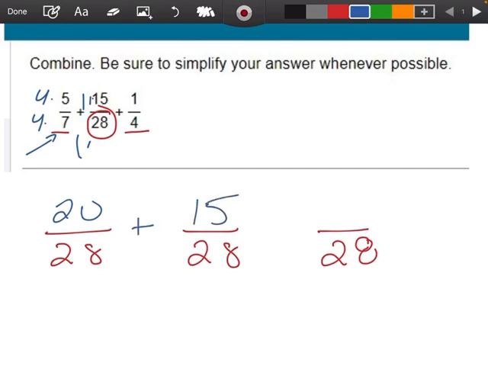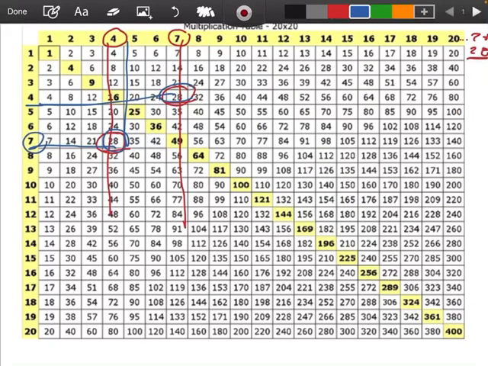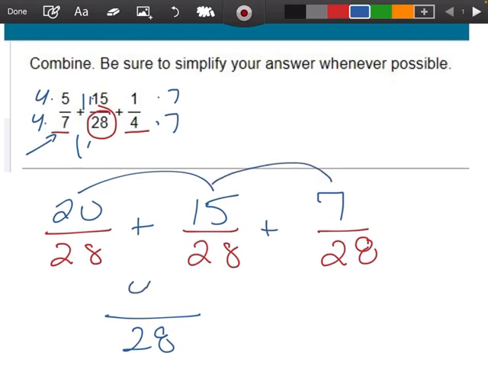And then we'll do the same thing with the 4. We'll come back over here and say, what do we multiply 4 by to get 28? Oh, we multiplied it by 7. Okay, so 1 times 7 is going to give me 7 on the top. Now all I'm going to do, y'all, is just add straight across. So 28 stays on the bottom. Let's see, 20 and 15 is 35. 35 and another 7 is 42.